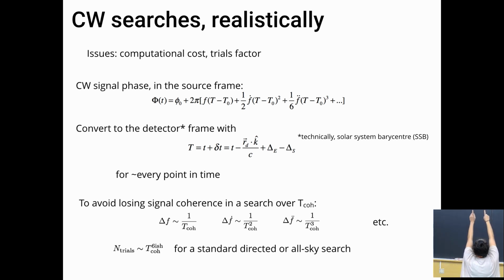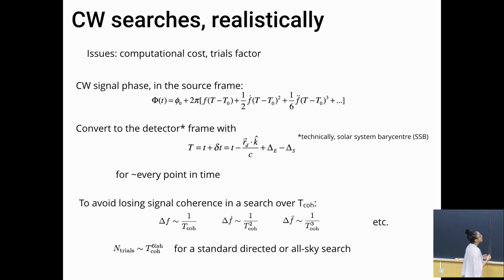That means if we look at the first term in the brackets, the frequency times t minus t0, well, t minus t0 is just how long we've searched for, so that's just t co. So if we want to keep this relatively small, or constant, we have to have the steps in frequency go as 1 over t co, right? This is f times t co, so we want delta f to be approximately 1 over t co. And similarly, we want delta f dot to scale as 1 over t co squared, and delta f double dot to scale as 1 over t co cubed.